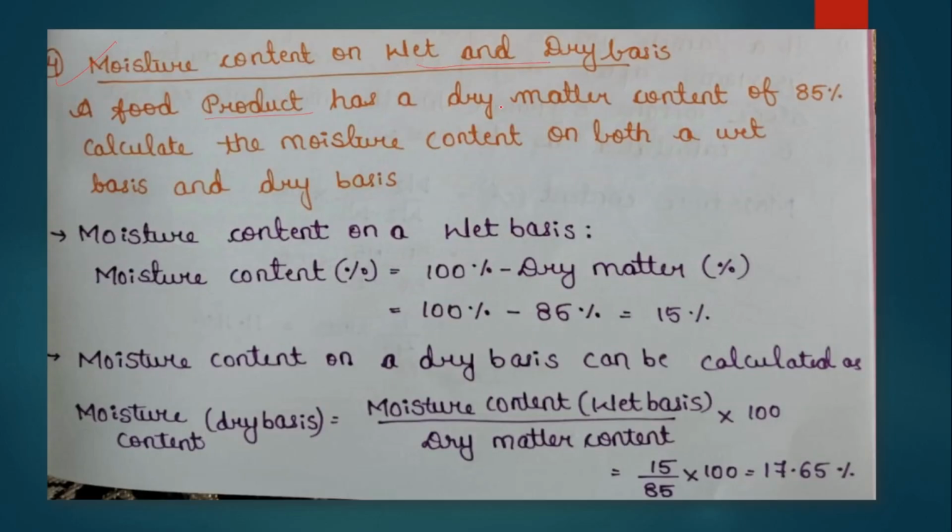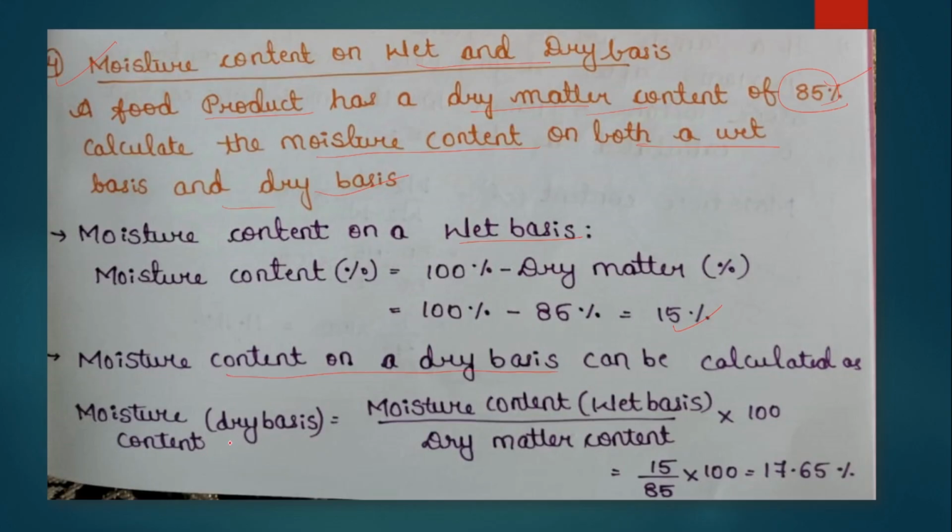A food product has a dry matter content of 45 percentage. Calculate the moisture content on both a wet basis and the dry basis. They gave the dry matter content, that is 85 percentage. We need to calculate first on the wet basis. Moisture content percentage is equals to 100% minus dry matter percentage. They have given us the dry matter content. So, we need to put this here. 100% minus 85% is equals to 15 percentage on the wet basis.